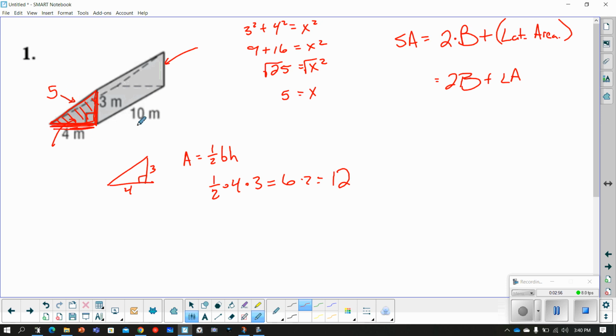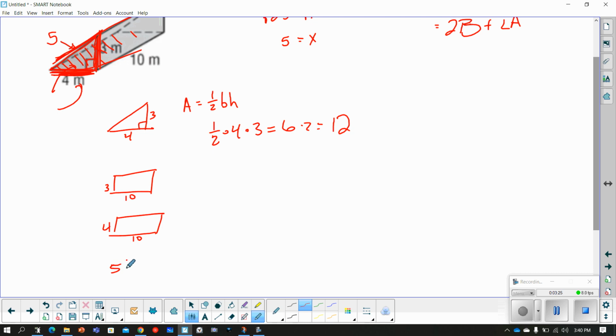Now, for the sides, I have 3 rectangles. Notice the rectangle on this side right here is 3 by 10. And sometimes I just draw a little picture. It's 3 by 10, okay? Notice the one on the bottom would be 4 by 10. And then this one over here, 5 by 10. Scroll down a little bit. So 3 by 10 would be 30, 4 by 10 would be 40, 5 by 10 would be 50.